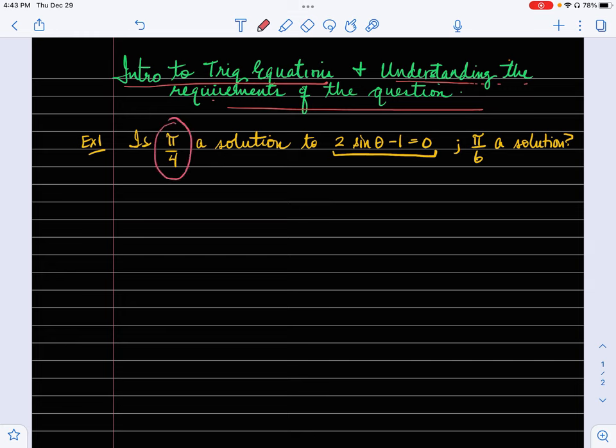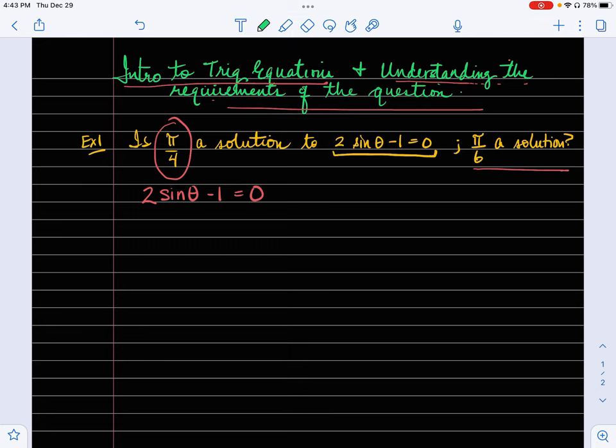This one's saying, is pi over 4 a solution to this equation? And then they're also wanting me to test if pi over 6 is a solution to the same equation. The way we read it, this is twice of sine theta, so 2 times sine theta minus 1 equals 0. Clearly it's an equation because it has an equal sign.